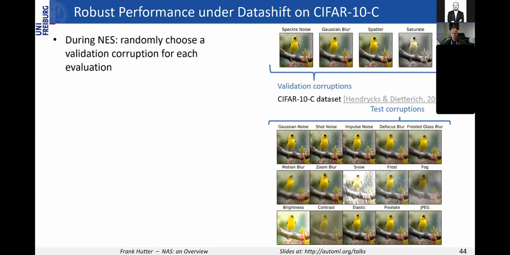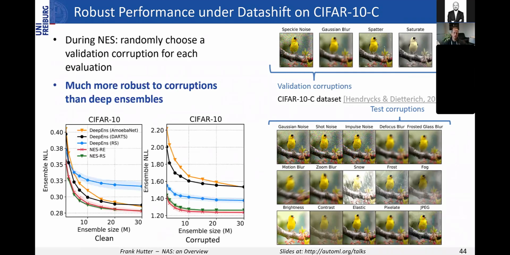And yeah, so this neural ensemble search then also gives you very nice performance under data shift on these datasets, CIFAR-10-C, ImageNet-C, and so on. Yeah, I'm not going to go into the details of this plot.